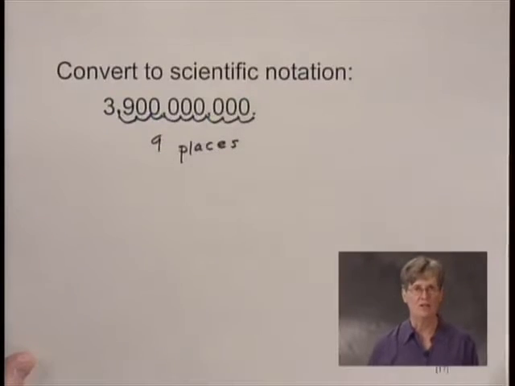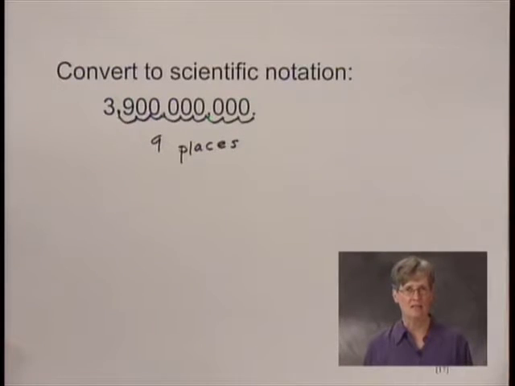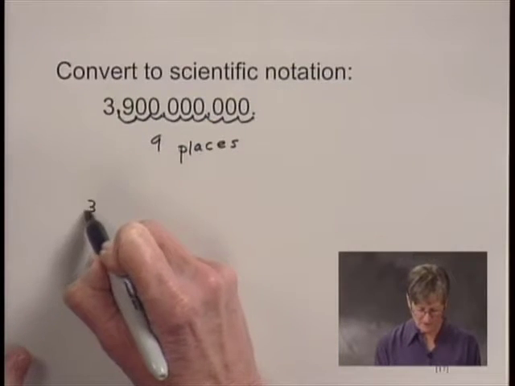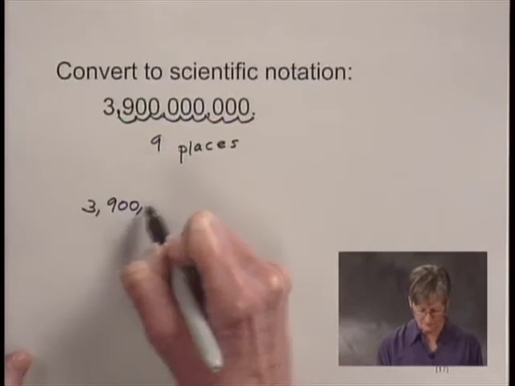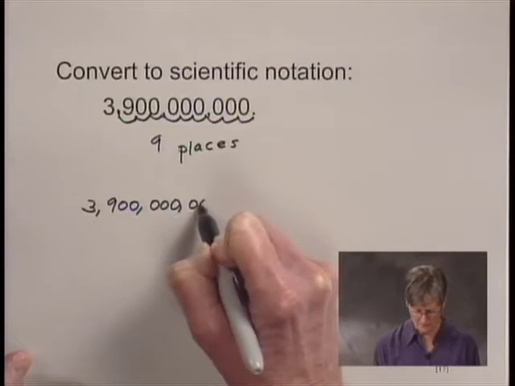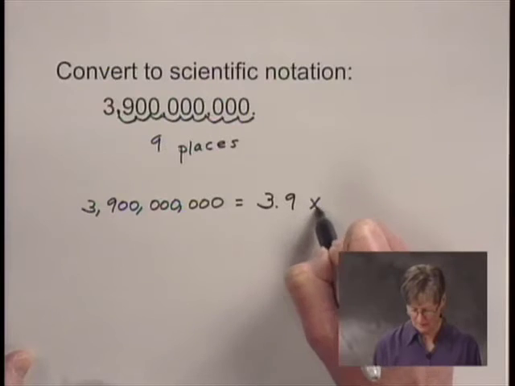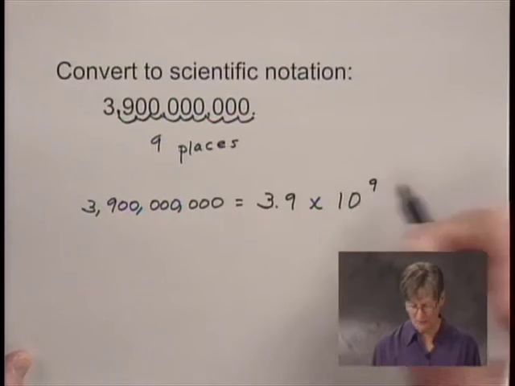This is a large number, so we know that the exponent on 10 is going to be positive, and it's going to be this number, 9. So we can say that 3,900,000,000 is equal to 3.9 times 10 to the 9th power.